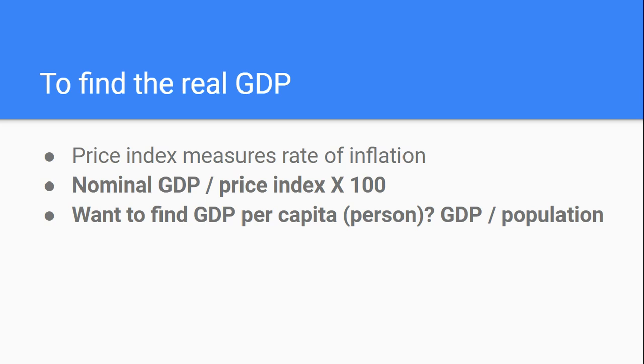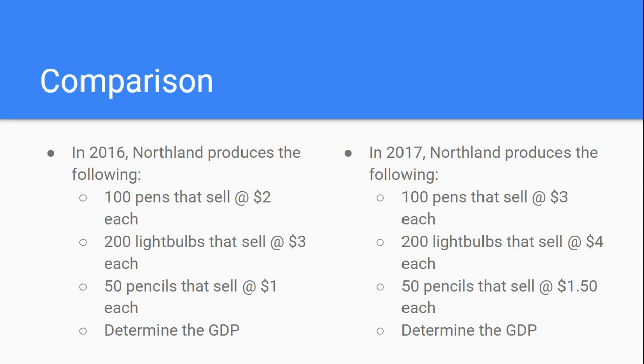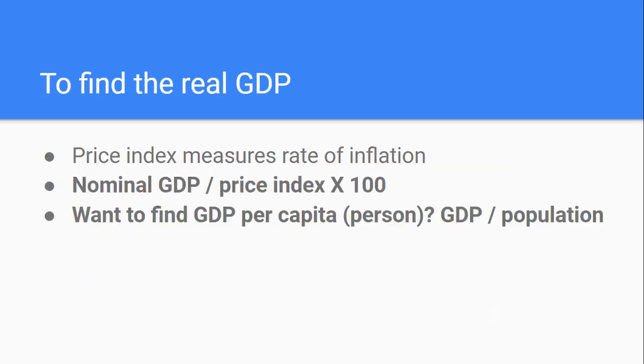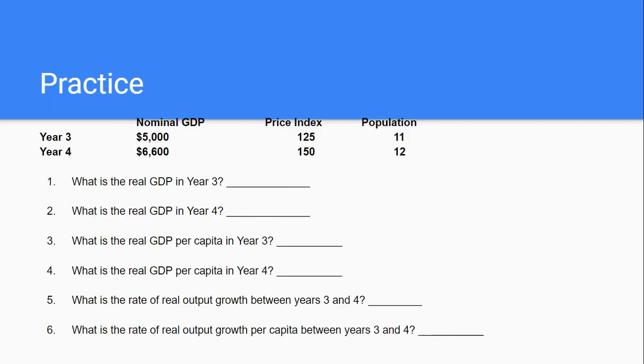So the nominal GDP for 2017 was 1,175. And what you would do is divide the nominal GDP of 1,175 by the price index, taking out inflation, multiplying by 100, and that would give you the real GDP to show you how truly productive an economy is.